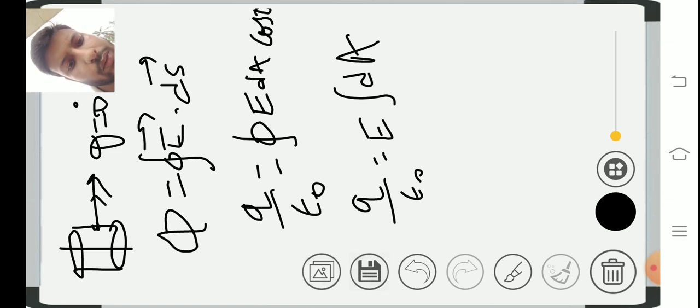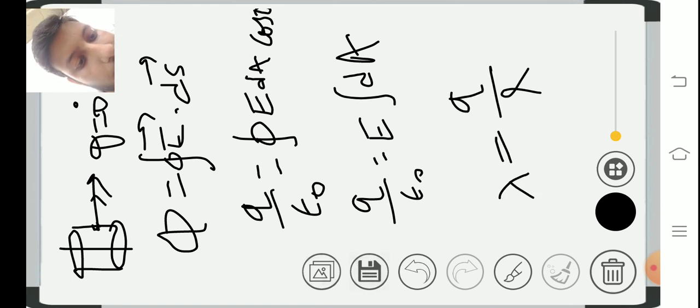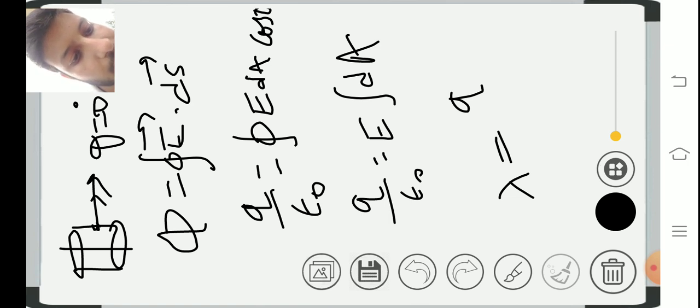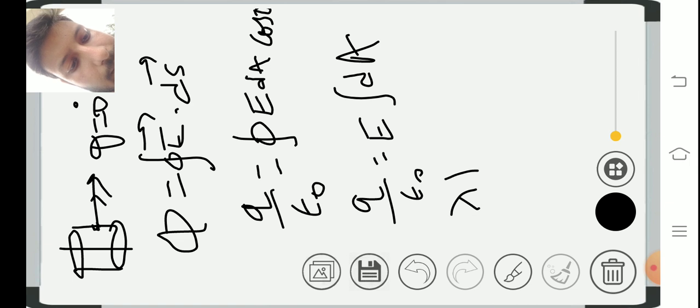So now what is Q? We had recently seen that lambda is equal to Q by L. So from here in this case we can easily say that Q is equal to lambda into L. Clear? Okay, lambda into L. We will use this over here. So lambda into L by epsilon naught is equal to E, and what is integration of dA?